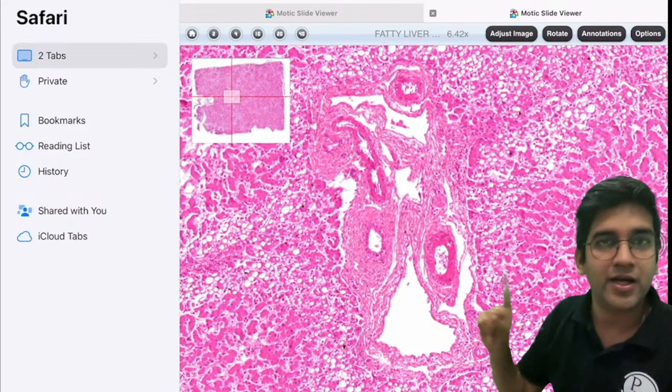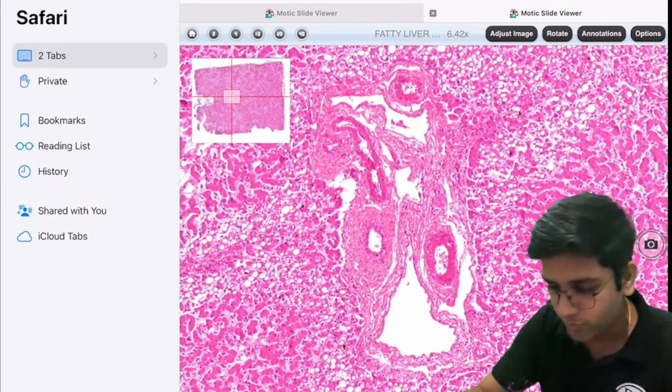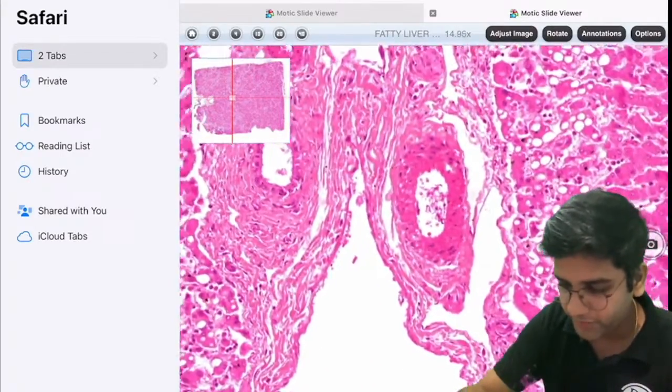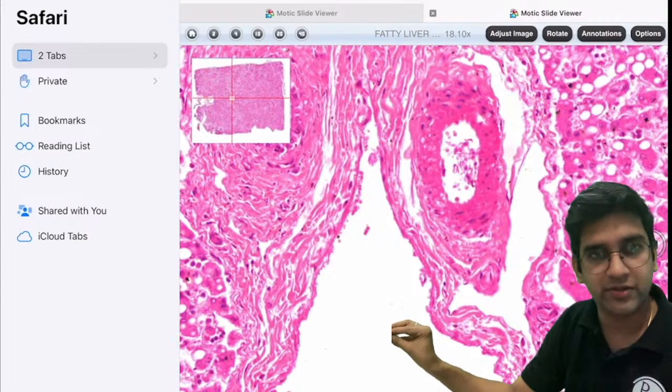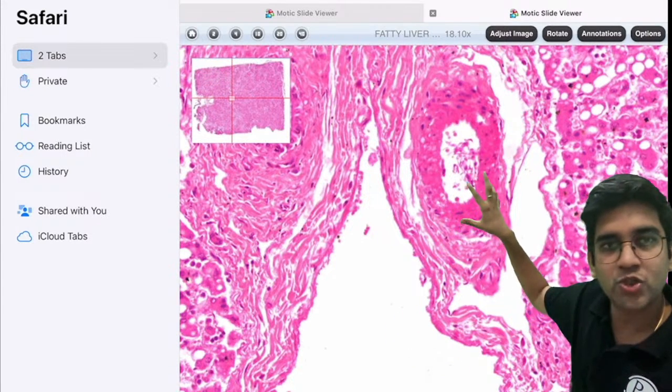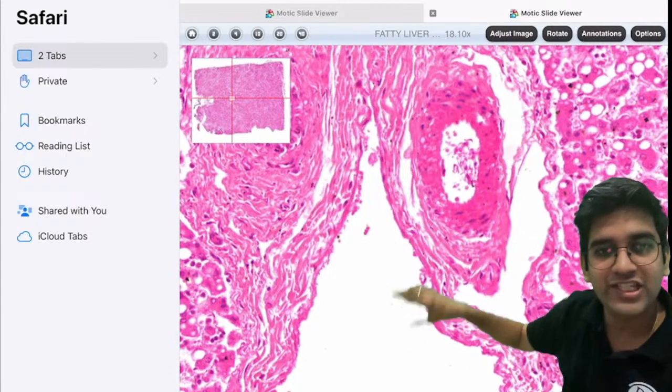I'll give you one more clue. You're going to tell me everything here. I have two lumen here. One lumen is collapsible, right? One lumen is non-collapsible, right? So which is the artery?